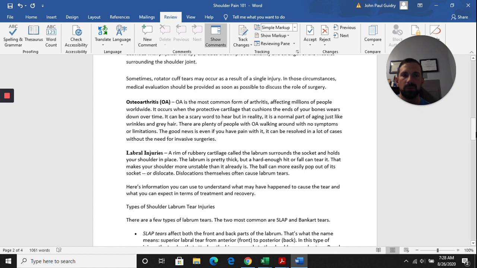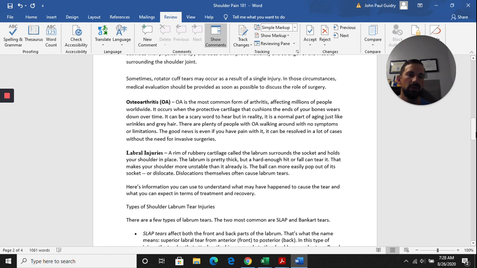There's plenty of people, and there's plenty of evidence in studies showing that a good portion of people that don't have any symptoms, when imaged, can still present with arthritic changes and loss of cartilage and things like that without having any issues or symptoms. Now, it can definitely cause dysfunction, it can cause pain, but the good news is it can be resolved in a lot of cases without the need for invasive surgeries.